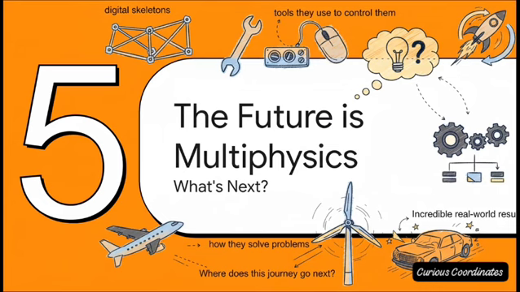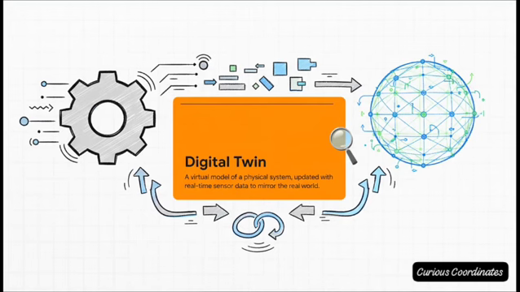So we've seen how engineers build these digital skeletons, the tools they use, how they solve problems, and the amazing results in the real world. So, where does this journey go next? The future is something called the digital twin. And this is a total game changer. It's not just a static simulation anymore. A digital twin is a virtual model that's being constantly updated with real-time data from sensors on the actual physical object. The simulation doesn't just predict the future, it mirrors the present, learning and changing right alongside its real-world counterpart.